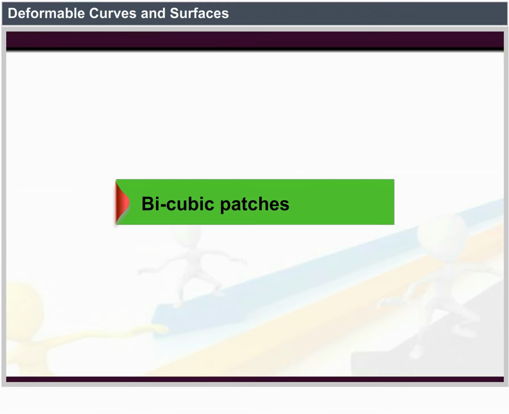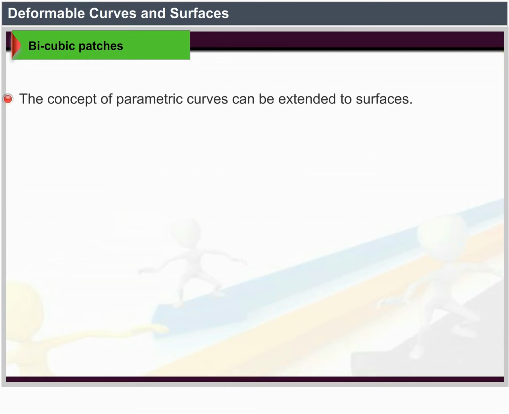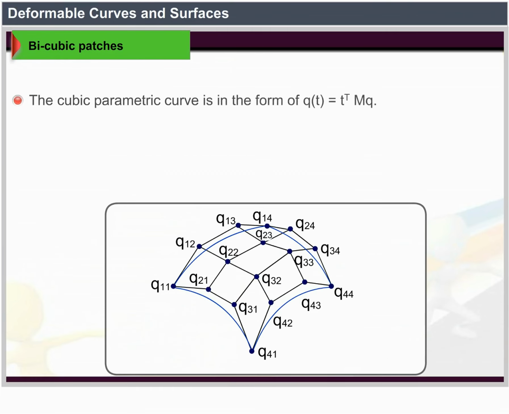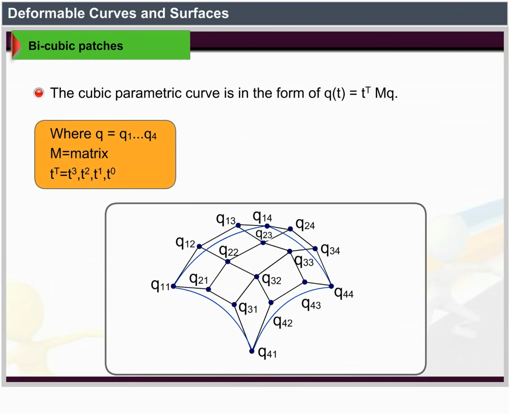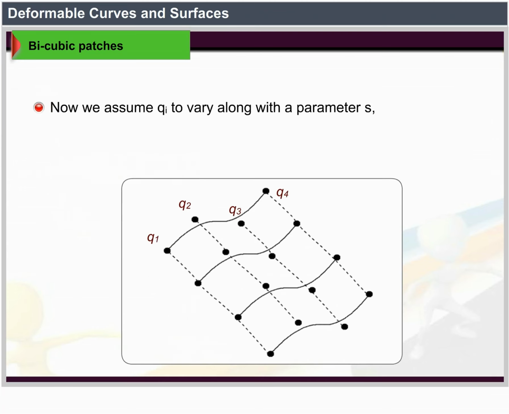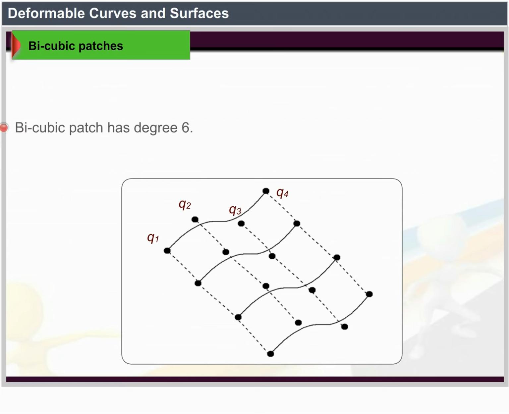Bicubic patches. The concept of parametric curves can be extended to surfaces. The cubic parameter curve is in the form q of t equals t to the power T M q. Now we assume q_i to vary along a parameter s. The q_i's are themselves cubic curves. Bicubic patch has degree 6.